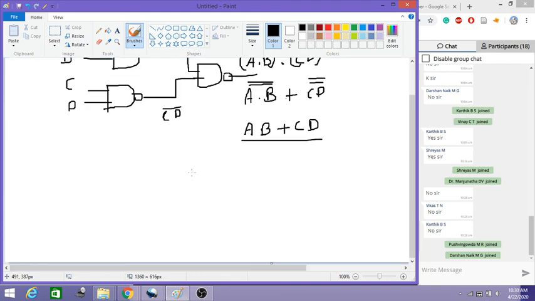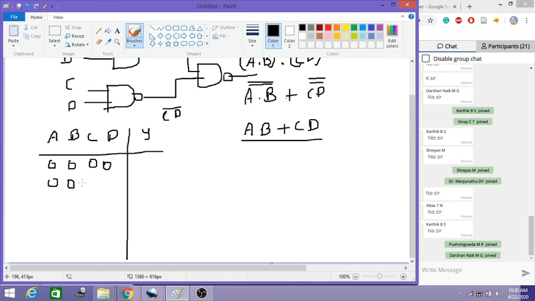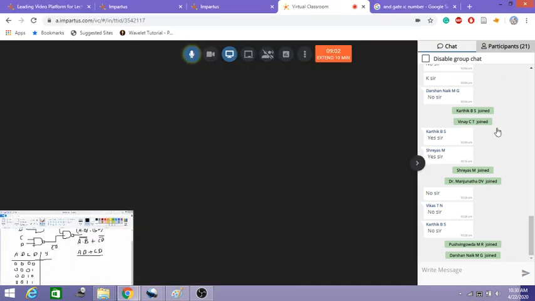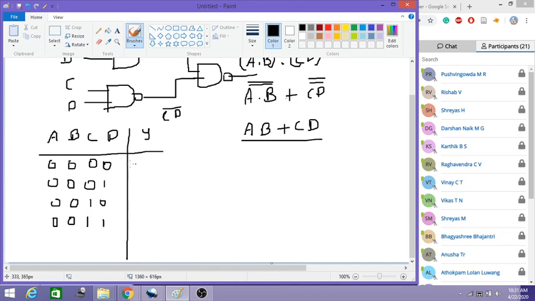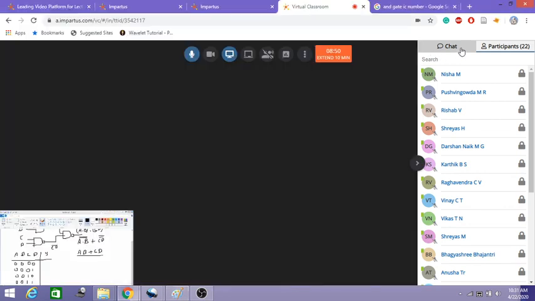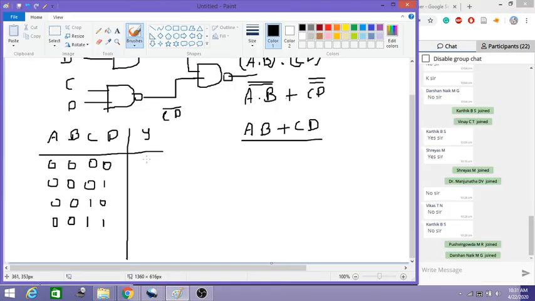How do we do this truth table? For this you write the inputs as A, B, C, D, and then an output Y. I'll just show a couple of inputs, the rest you can construct. So 0, 0, 0, 0, then 0, 0, 0, 1, then 0, 0, 1, 0, then 0, 0, 1, 1. Now A into B is 0 into 0, C into D is 0 into 0, so 0 plus 0, I get 0.